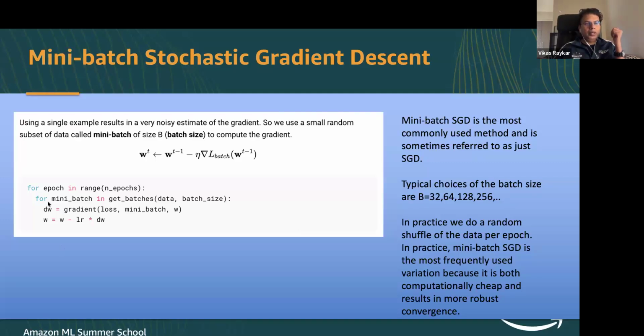One epoch is one run over the entire training data set. For each run, I'm going to iterate over multiple batches: get one batch, compute the gradient, and then update the parameters using the gradient. Mini batch SGD is the most commonly used, and sometimes we just refer to it as SGD. Typical choices of B, the batch size, are 32, 64, 128, 256, etc. In practice, we also do a random shuffle of the data per epoch.